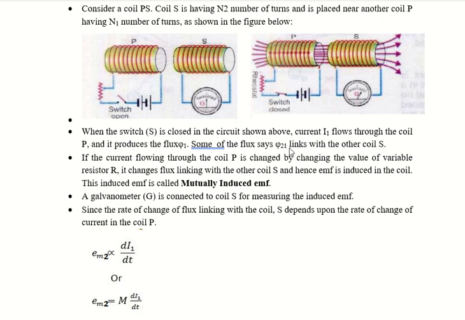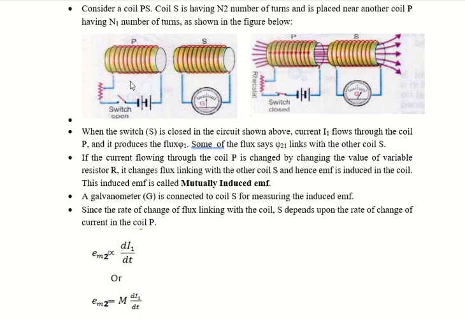Sum of the flux, say phi21. So phi1 be the flux linked with the coil P and phi21 flux linked with the coil S. Phi21 means flux linking with the second coil due to current in first coil. That is why it is denoted as phi21. So if you are passing current through first coil, there will be flux linkage.